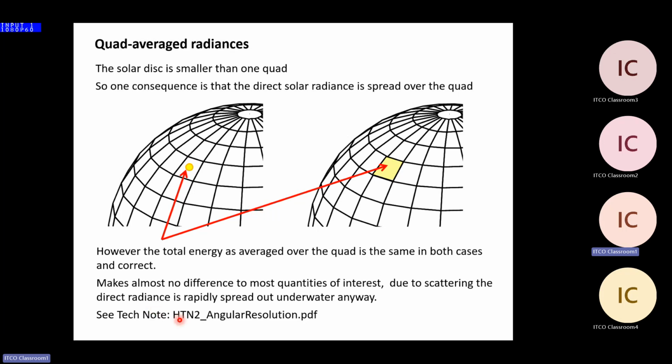And Kurt's written a technical note about this angular resolution question: is it good enough and what difference does it make? That's part of the documentation of Hydrolight. In fact, if you've installed Hydrolight, you have that document on your computers already.